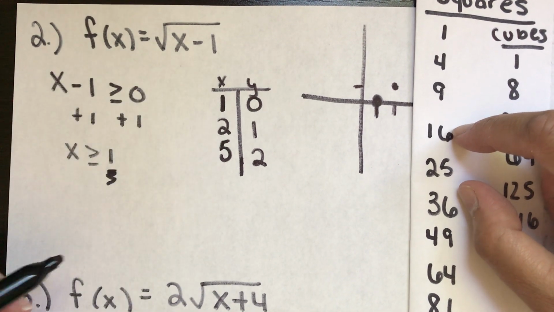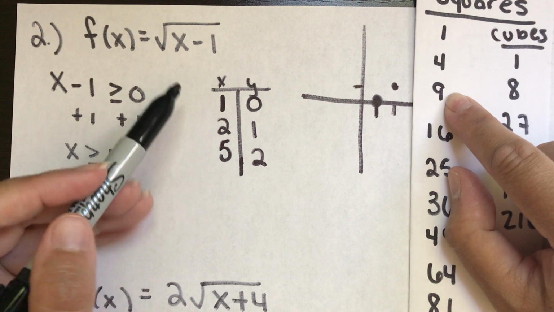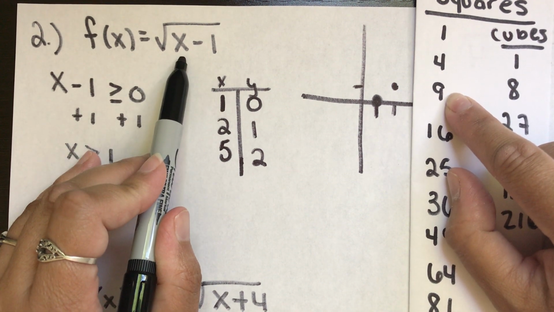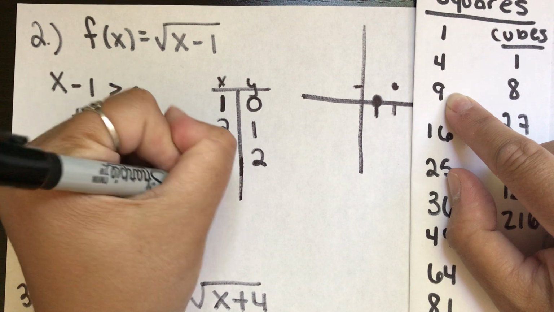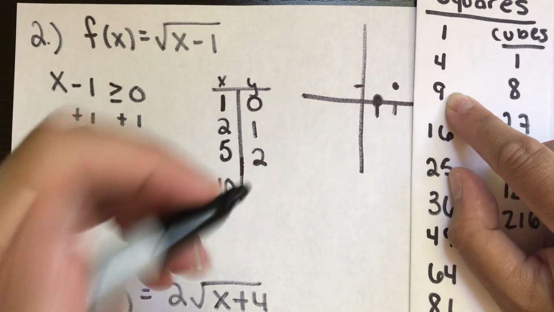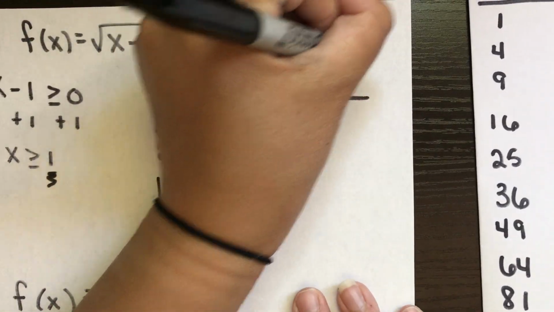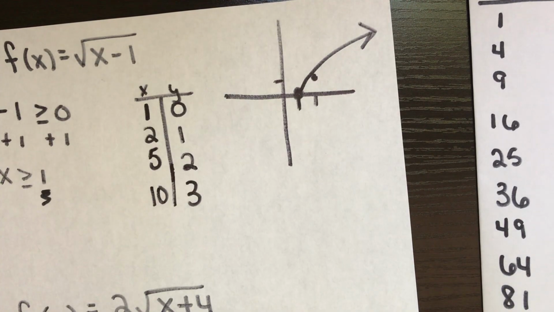Technically my third if you count the first one. After 4, what's my next perfect square? 9. What would I put here that would give me a 9 underneath? 10. 10 minus 1 is 9, and the square root of 9 is 3. And this is what I would graph. And again, my graph is going to go off to the right here. It gets farther and farther away.